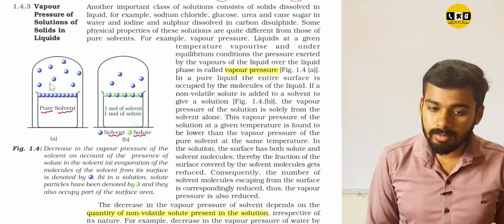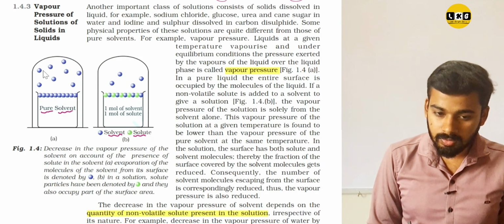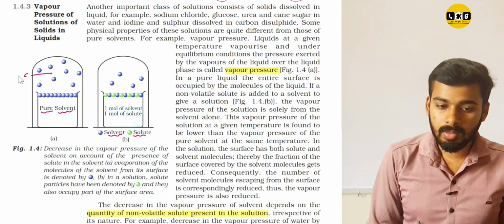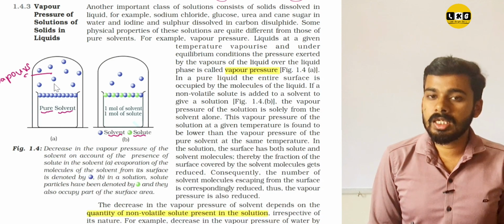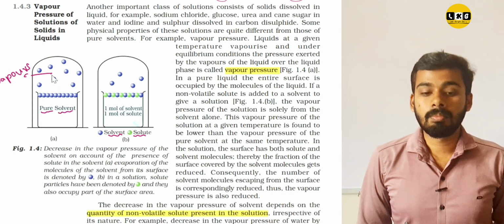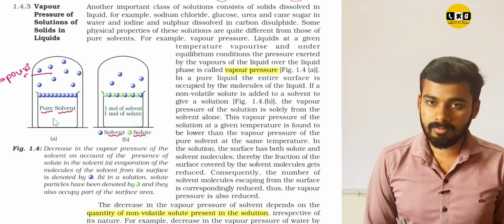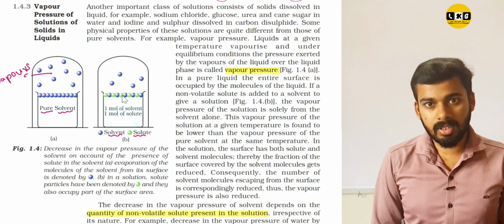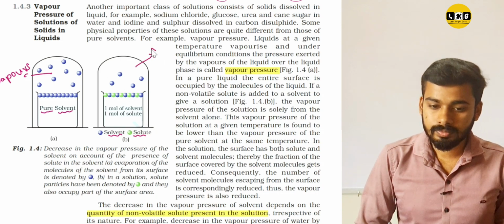Then there will be establishment of equilibrium between these vapors. Consider these as vapors. There will be establishment of equilibrium between these vapors and the liquid surface. Here also there is an equilibrium between vapors and the liquid surface. This is also vapors only.